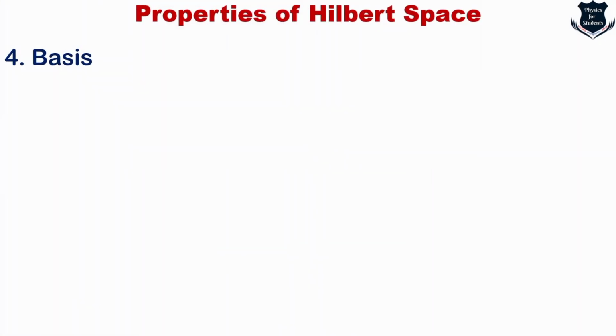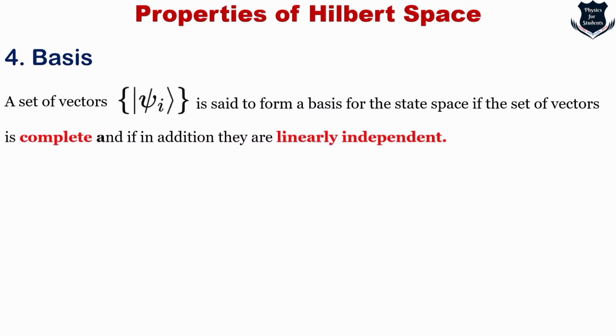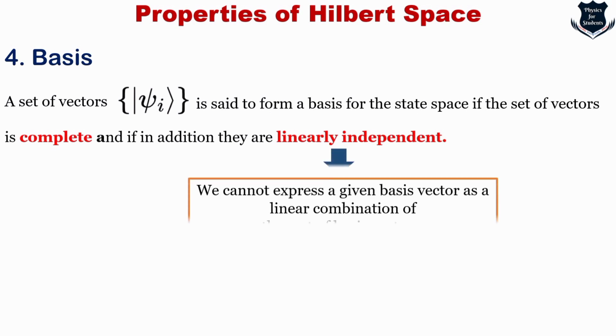Okay, next comes what is called a basis. You all know that a set of vectors is said to form a basis for the state space if the set of vectors is complete, and if in addition they are linearly independent. Now remember, when I say linearly independent, what I'm trying to say is that we cannot express any given basis vector as a linear combination of the rest of the basis vectors. So linear independence can also be expressed as one of the requirements.